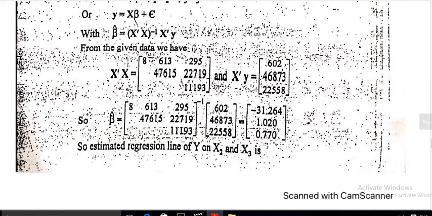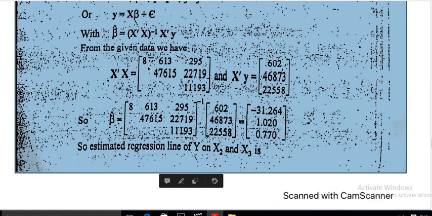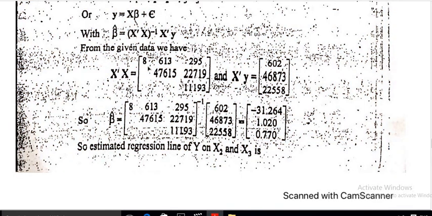I will also give another form of this X transpose X and X transpose Y in the next lecture. You can calculate these values easily when you have no need to make multiplications of X transpose X.